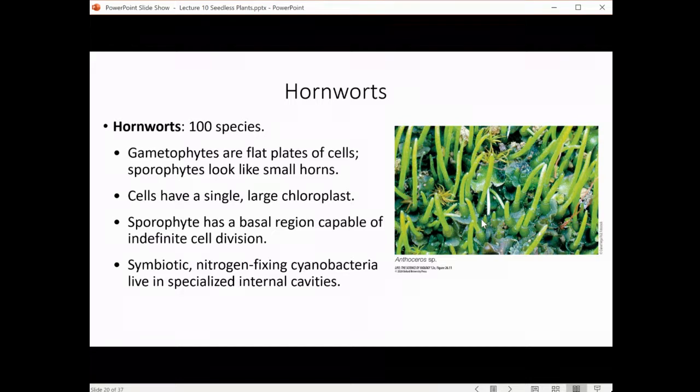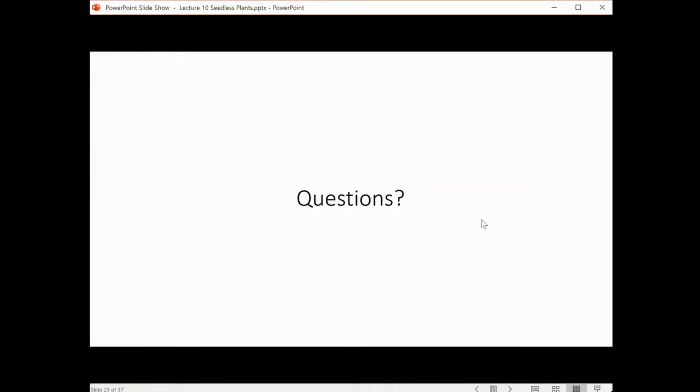Another thing about them is many of the species have strong connections to cyanobacteria that can fix nitrogen within specific cavities. Okay, so a lot of information I just threw at you. Let's stop there for a couple of minutes and see if you have questions. No questions? Last chance. Okay, let's keep going.